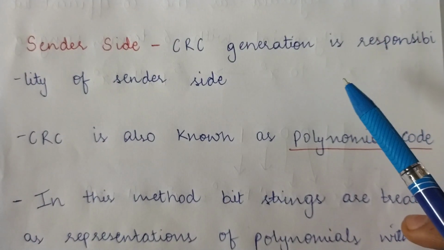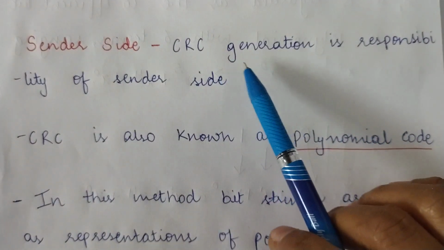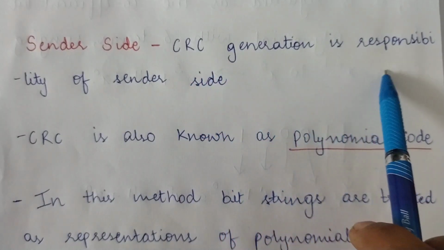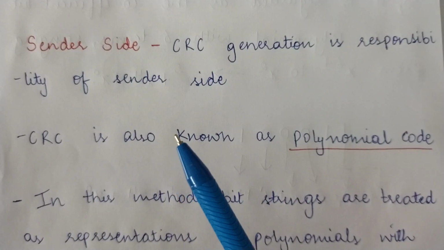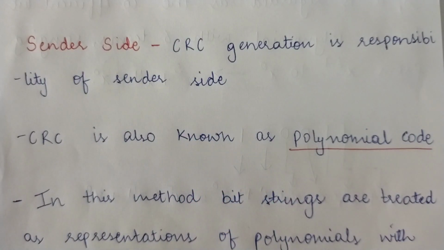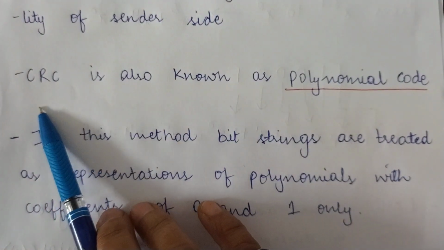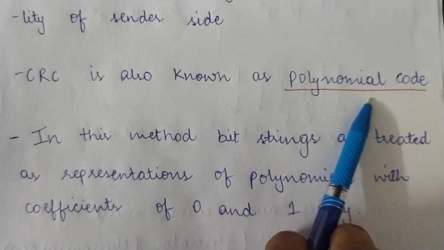Basically a sender transmits the data frame or the message and it is received by the receiver. The generation of CRC, that is the cyclic redundancy check, is generated at the sender side. So basically CRC generation is the responsibility of the sender side. The sender is responsible for generating the CRC code.